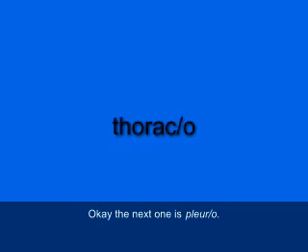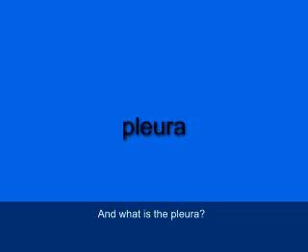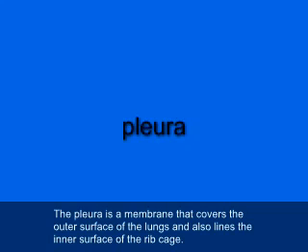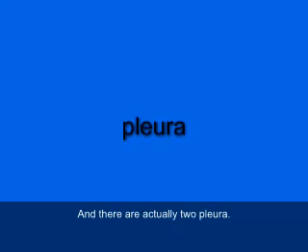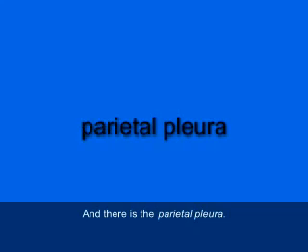Okay, and the next one is pluro, PLEUR/O. Pluro refers to the pleura. And what is the pleura? Well, the pleura is a membrane that covers the outer surface of the lungs and also lines the inner surface of the rib cage. And there's actually two pleura. There's the visceral pleura, and there's the parietal pleura.